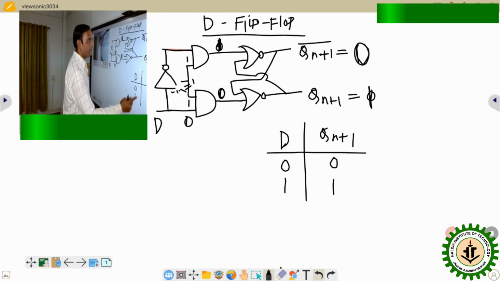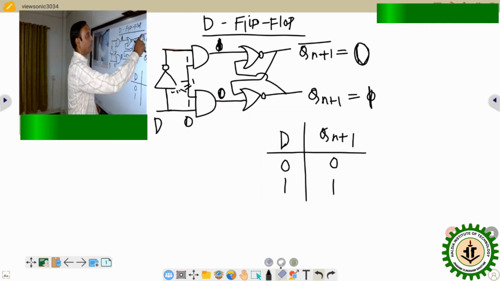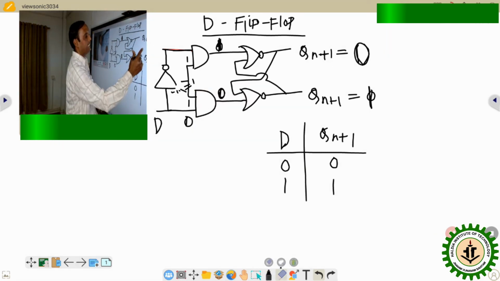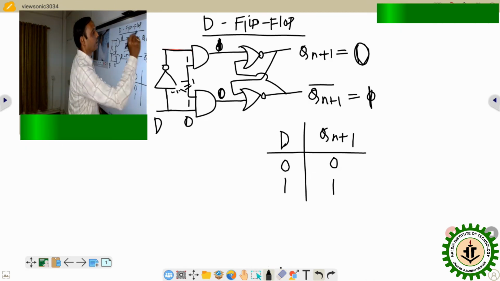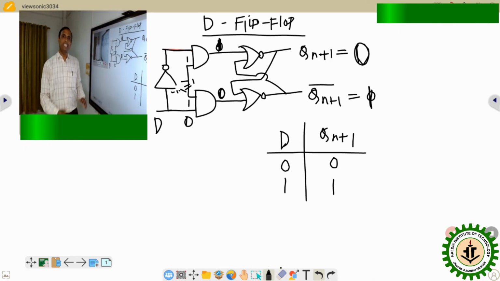On that particular time we can mention that this is the main output and this is the complementary output. So in any way we can design the D flip-flop, either by properly maintaining the inverter logic gate direction or by changing the output positions. So this is the characteristic table of D flip-flop. D equals to 0, output will be 0, D equals to 1, output will be 1.